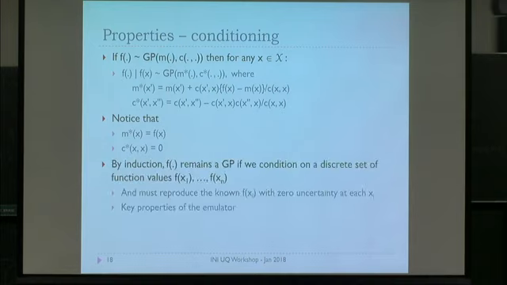And of course, by induction, you can extend this to many, many points, as we did, starting with a couple of points, 3, 4, 5, etc. And these, as I said before, are key properties of an emulator. They're essentially natural properties of any proper representation of uncertainty about a function. It's just that most surrogates are not that kind of thing. They're not a proper probabilistic representation of uncertainty about a function.